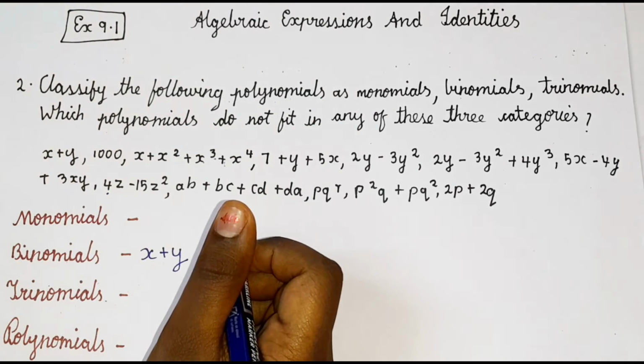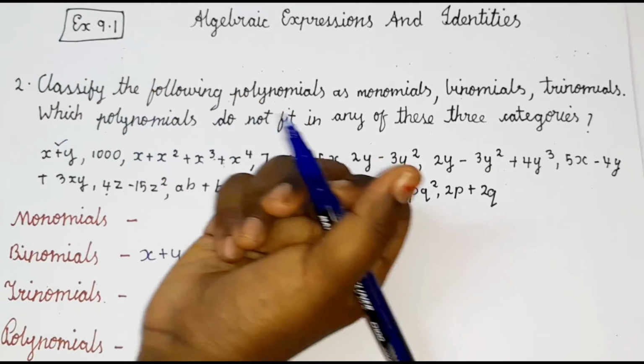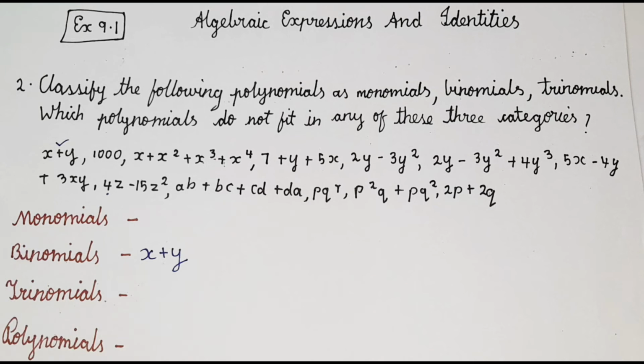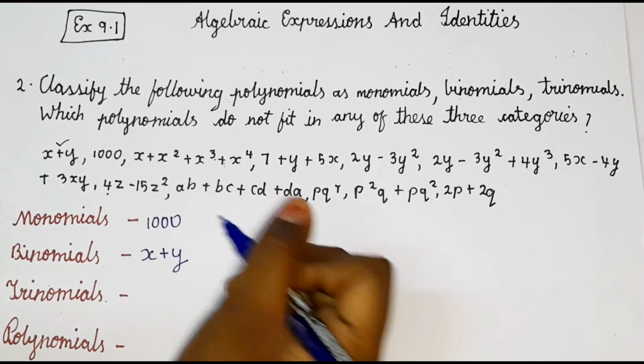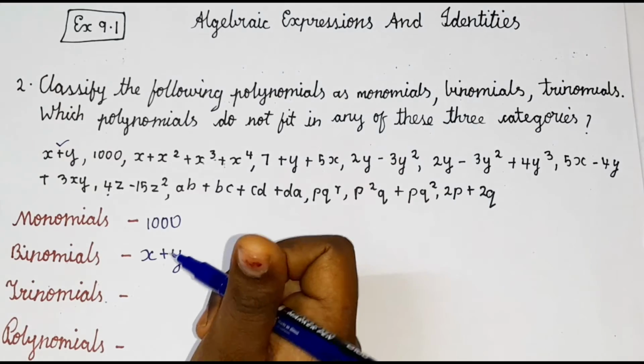Next we have 1000. Am I right? So let's tick it. After you write it, we shall tick. Next we have 1000. So 1000 is single, right? So it's having only 1 term. So 1000 is a monomial. 1 term means monomial, okay.